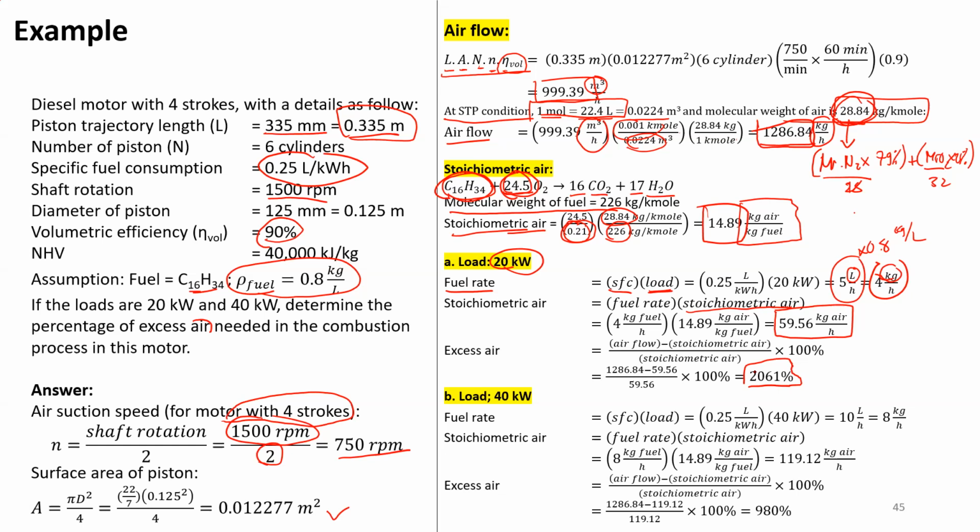Okay. While for the 40 kilowatts, you can use the same thing. The only difference is this one, the rest is the same. So you will get around 980% of the excess air needed in the combustion process in this type of motor. Okay, any questions until this point? Hopefully it is clear.